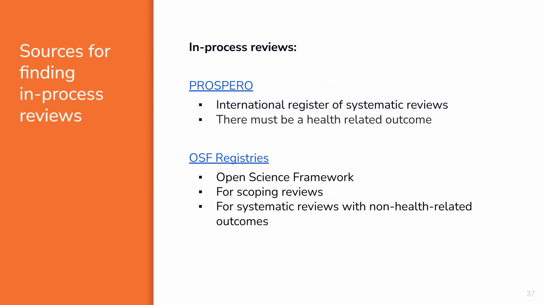Prospero is only a register of systematic reviews, so you're not going to find any scoping reviews here. In addition, Prospero only registers systematic reviews with health-related outcomes. If you're looking for scoping reviews that folks are currently working on, or systematic reviews with non-health related outcomes, then you may wish to browse OSF registries, which stands for Open Science Framework Registries. So let's have a quick look at these two, again, using our same sample topic of autism and music therapy.